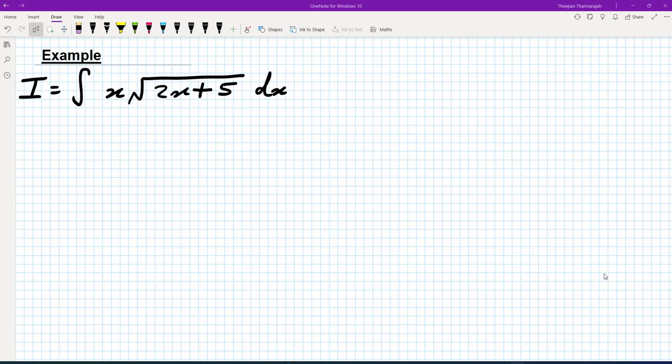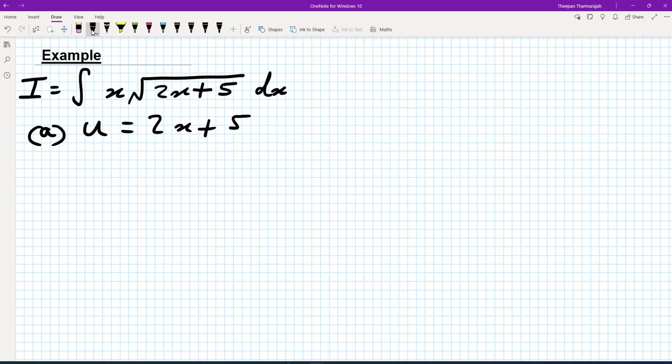In this video, we're going to look at some examples of integration by substitution. So the first integral is x times the square root of 2x plus 5 dx. In this case, we're going to make a specific substitution, saying that u is equal to 2x plus 5.